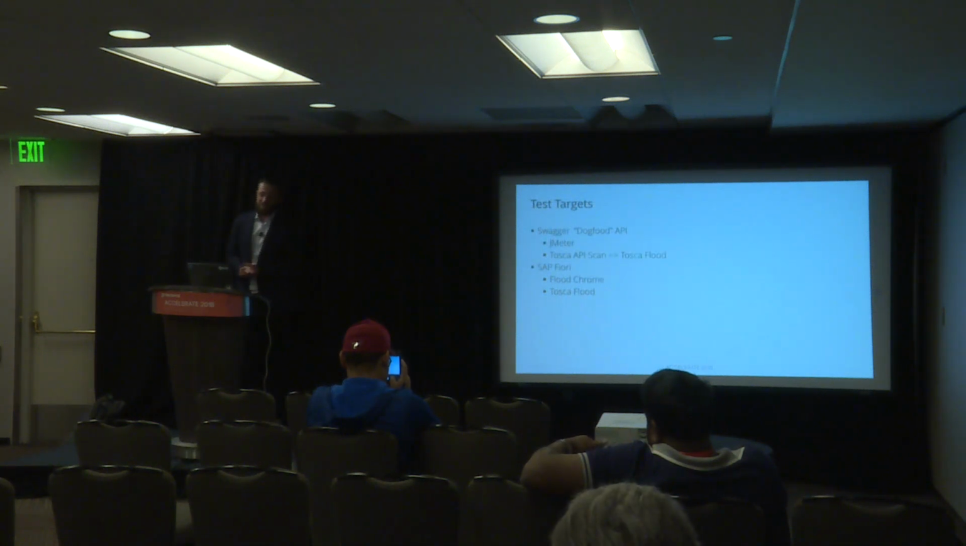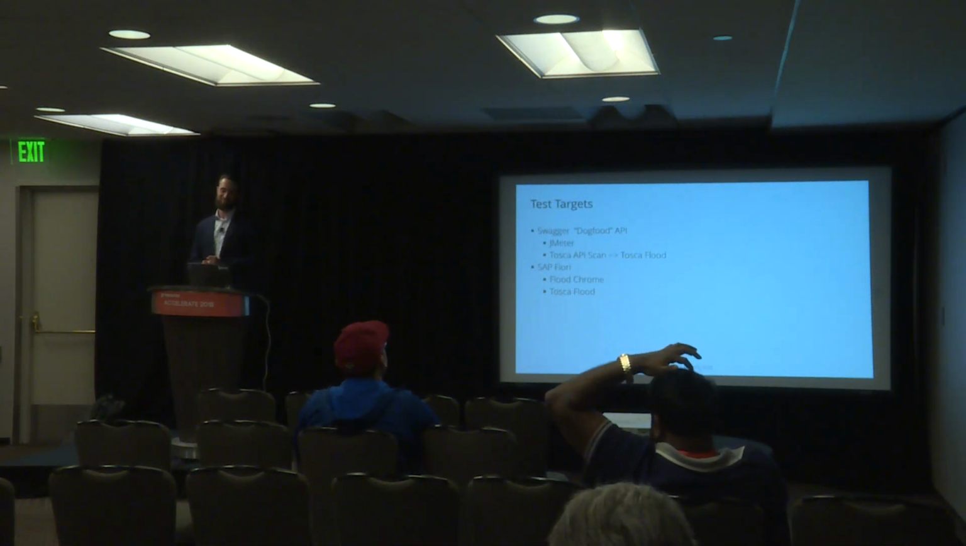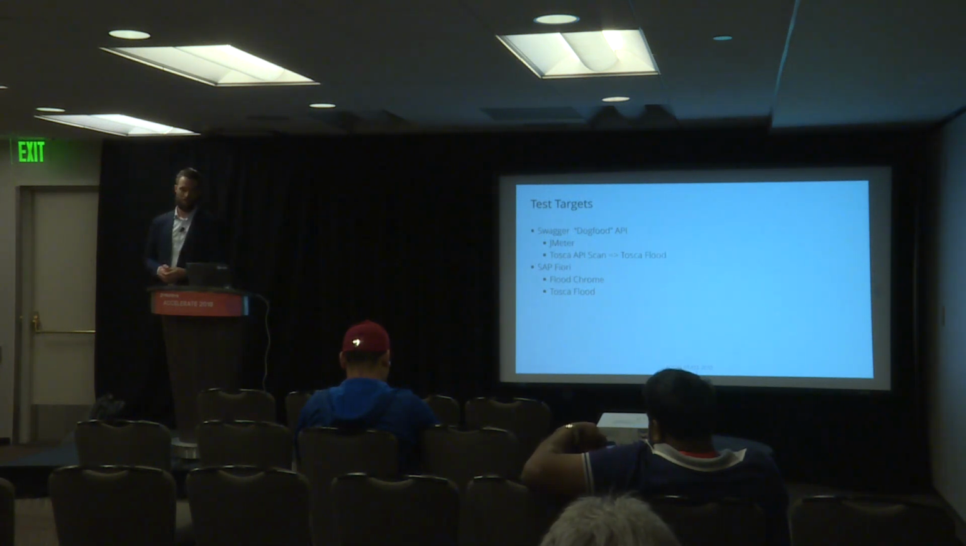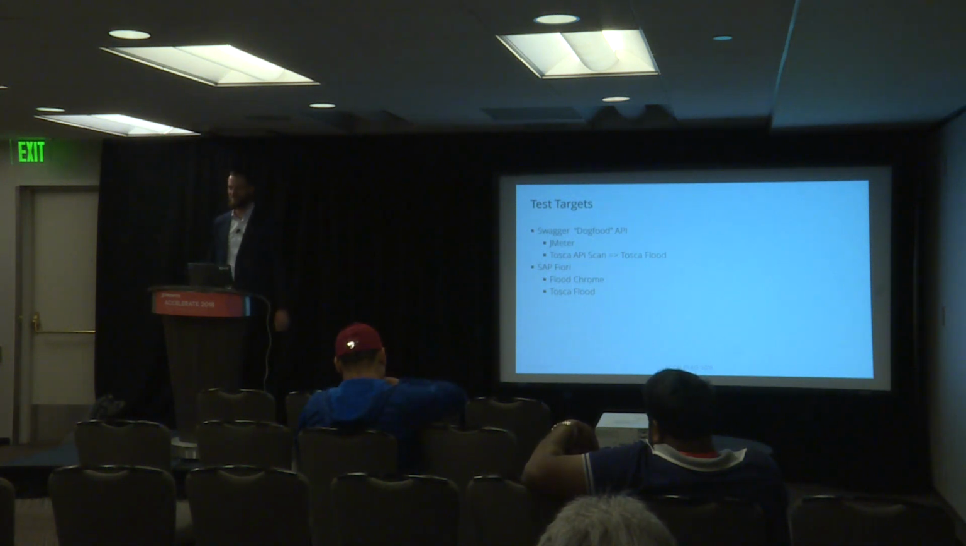So let's talk about a test target. For this demo, we have what we call our dog food API, which is a simple Swagger interface for an API, which we can do an API scan with in Tosca. It just encompasses some basic functionality. So we're going to implement that in JMeter. I know you're all super excited to see me implement that in JMeter, aren't you? I'm just kidding. I'm not even going to open it up.